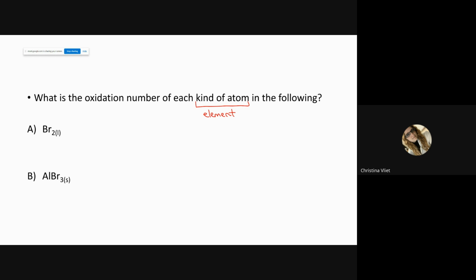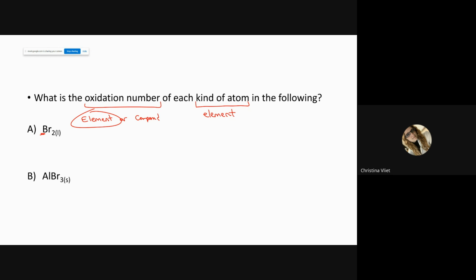What is the oxidation number for each element? And we're looking at A being Br2 liquid. First of all, is Br2 liquid an element or a compound? Element or compound, Br2? One capital letter. This is an element, right? So element or compound should be your first thing you're thinking. Element. You don't have to write this down. That's something you should be able to analyze in your head.